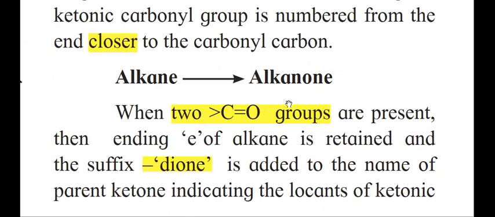When two CO groups, meaning two ketonic groups, are present, the end E of the alkane is retained and the suffix dione is added. We saw this in aldehydes and carboxylic acids, and it is done similarly here. In that case the E of the alkane is not removed; it is retained. We just add the suffix dione, di-one, for ketone.